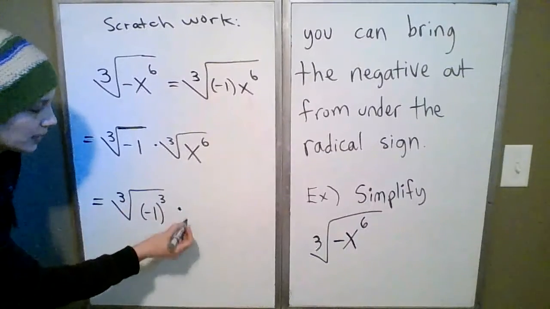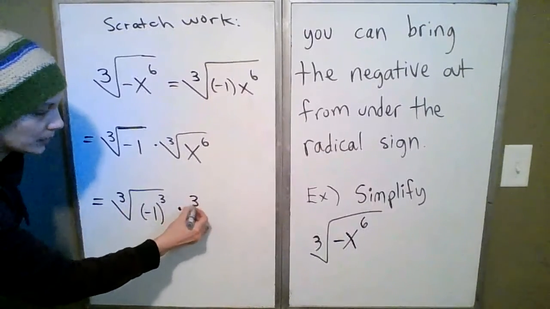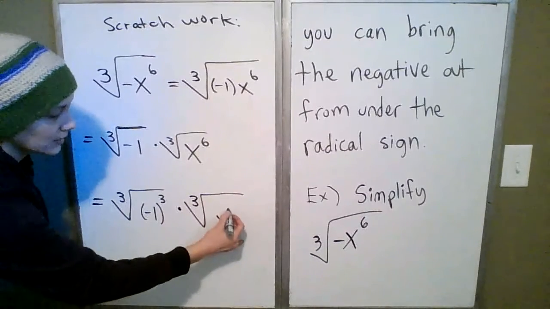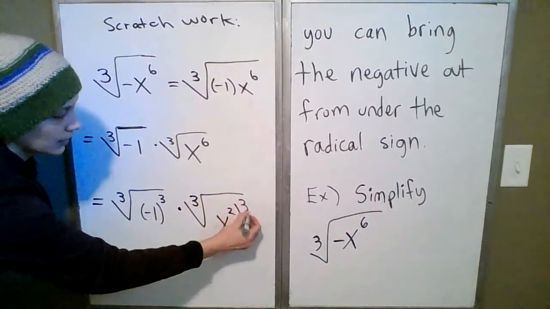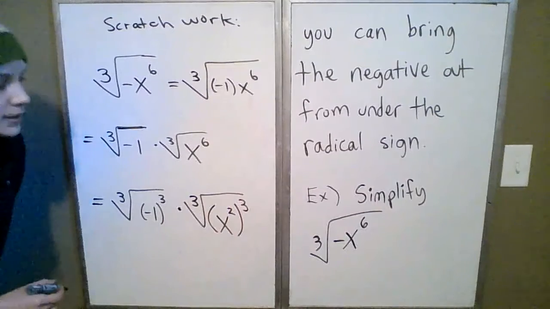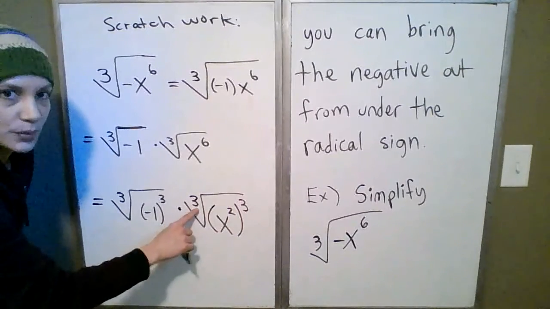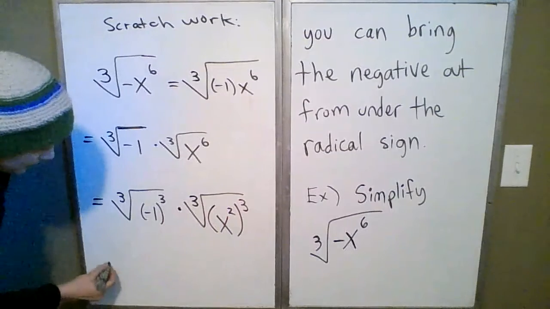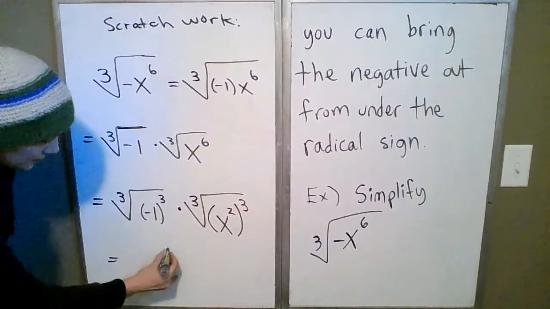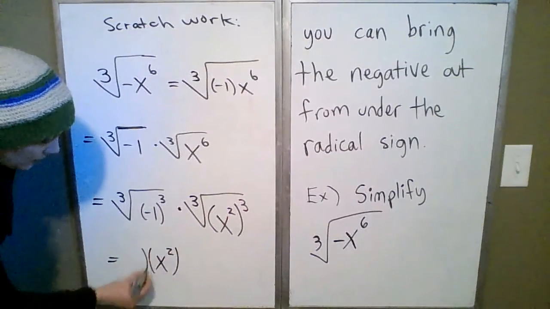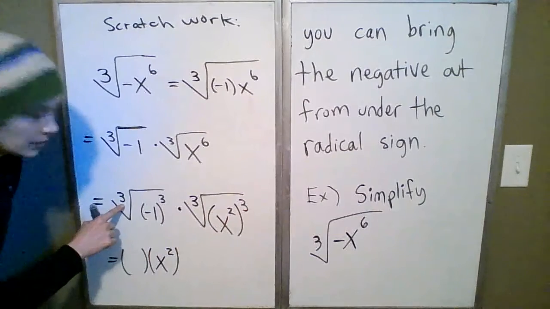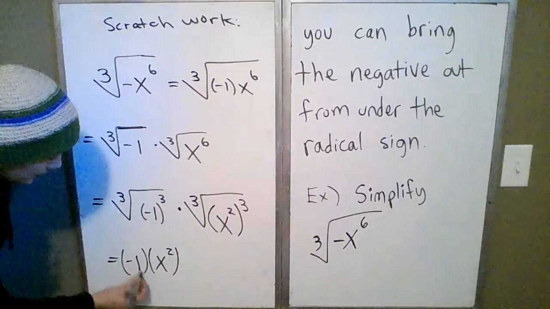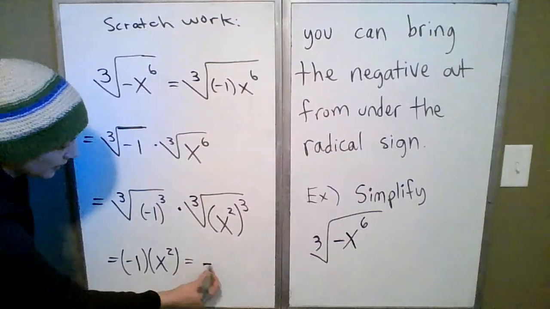Okay. For the other part, I also want the power and root to match. So I can write x to the 6th as x squared and then cubed. So that root and power will undo each other and leave x squared. And with the cubed root of -1 cubed, what's left is -1. So negative x squared.